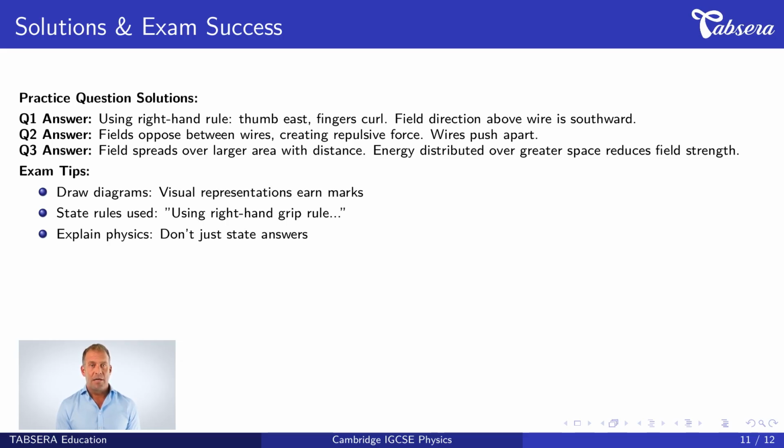For question 3, as distance increases, the magnetic field spreads over a larger circular area. The same magnetic energy distributes over greater space, reducing field strength at any point. This follows an inverse relationship with distance. Exam success tips. Always draw diagrams showing field patterns and current directions. State which rules you're using, such as the right-hand grip rule. Explain the physics behind your answers, don't just state results.